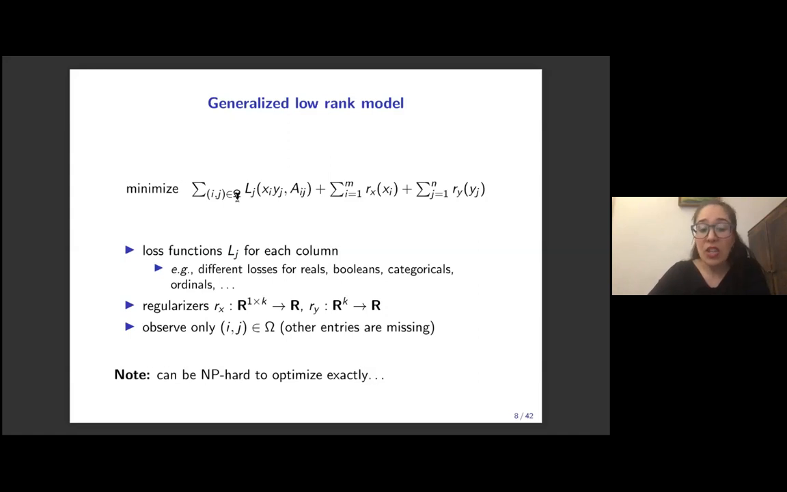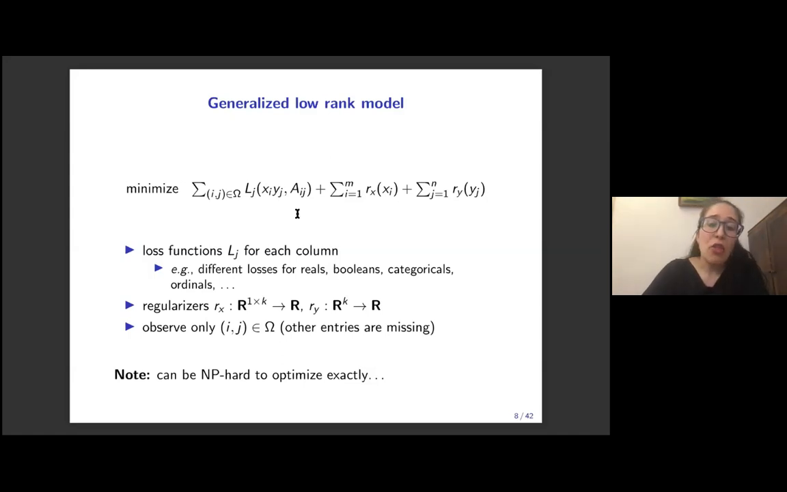The second change is that I'm going to introduce a loss function L_j. So rather than blindly use a square loss for every piece of data, I'm going to say L_j is a loss function that depends on feature j. I might have a different one for real valued entries, a different one for Booleans, a different one for ordinals, a different one for categoricals. And I could even design a specialized loss L_j for my particular kind of data if I happen to know something about it. This L_j is going to measure how angry I am to have approximated the observed value A_ij by the number x_i y_j.